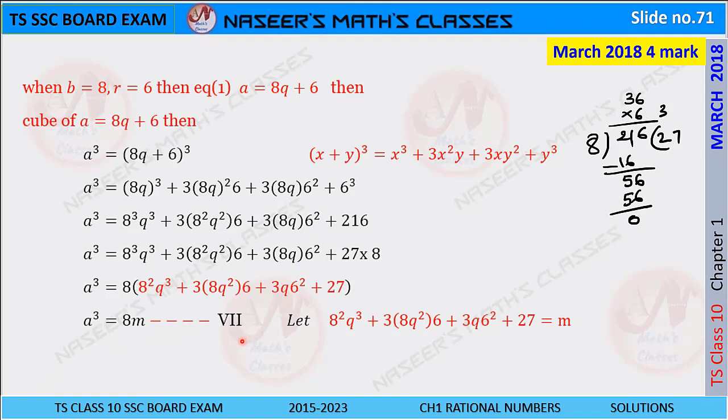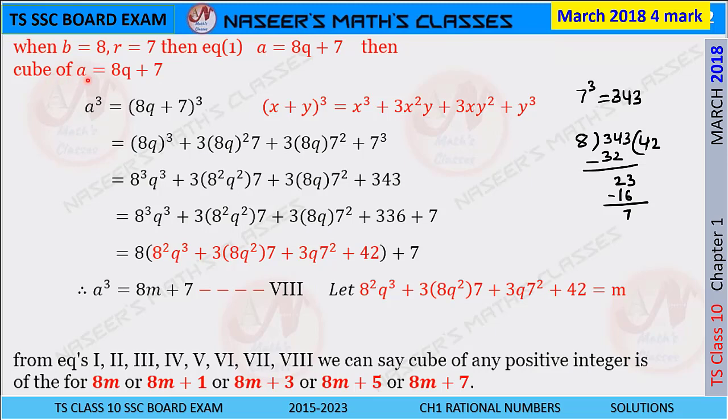Let this one be equation number 7. Substitute b is equal to 8 and r is equal to 7. Then equation 1 implies a is equal to 8q plus 7. Next we find the cube of a is equal to 8q plus 7. Then we can write it as a cube is equal to (8q plus 7) whole cube. It is in the form of (x plus y) whole cube identity. Then we can expand it as (8q) whole cube plus 3 times (8q) square times 7 plus 3 times 8q times 7 square plus 7 cube.